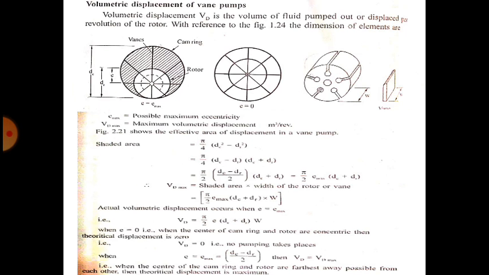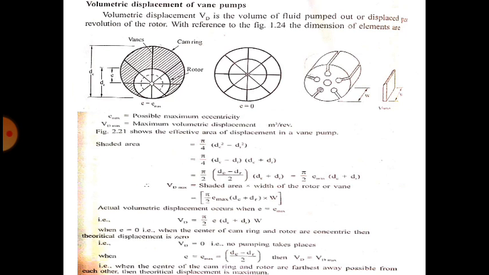Volumetric displacement, Vd, is the volume of fluid pumped out or displaced per revolution of the rotor. With reference to the figure, the dimensions of the elements are Dc, the cam ring diameter, Dr, the rotor diameter, E the eccentricity, and W the width of the rotor. So pi by 4, Vd is equal to maximum volumetric displacement. Vd means volumetric displacement, Vd max means maximum volumetric displacement.